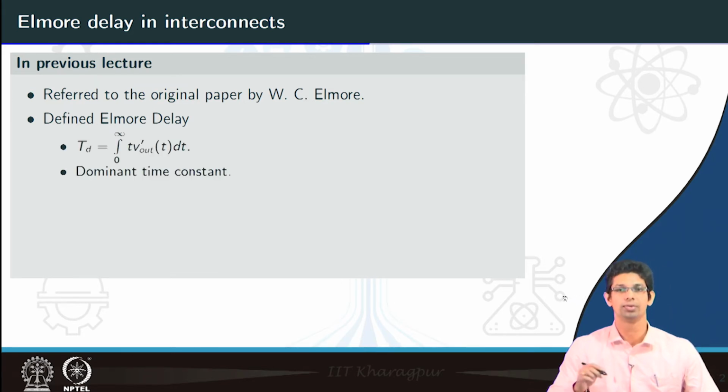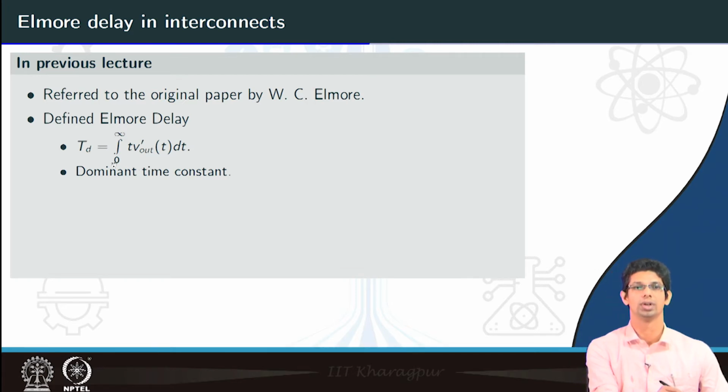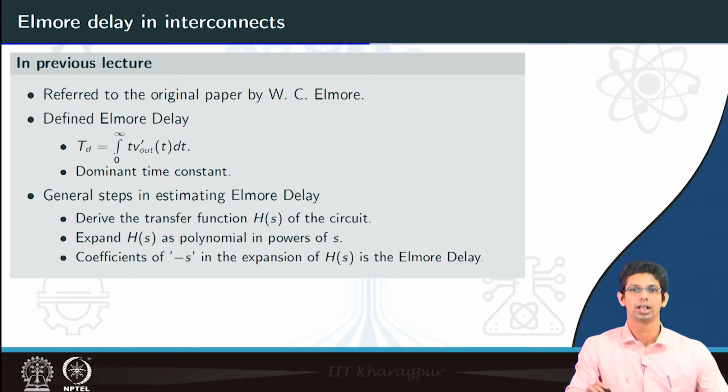We saw that if we define delay in a different way, as the centroid of the area under the curve of the derivative of output voltage, then my delay comes out to be the dominant time constant. We saw this with an example. The general steps involved in getting Elmore delay were: we get the transfer function, we then expand it in the powers of S and then collect the coefficient of S.